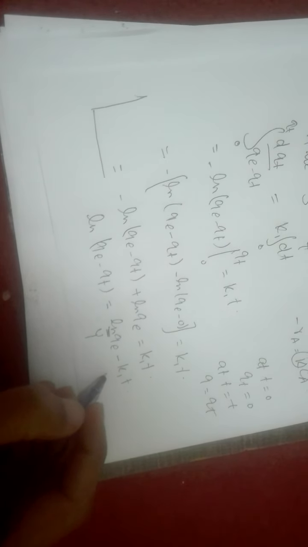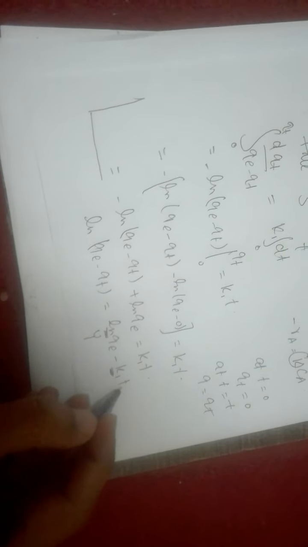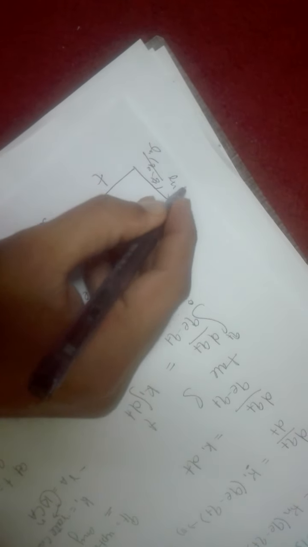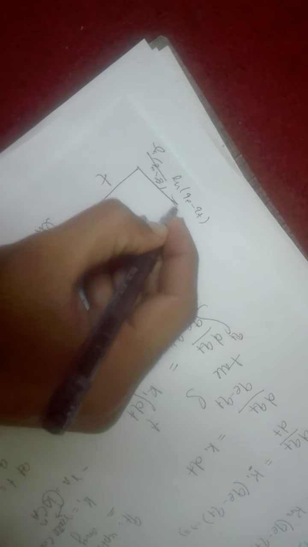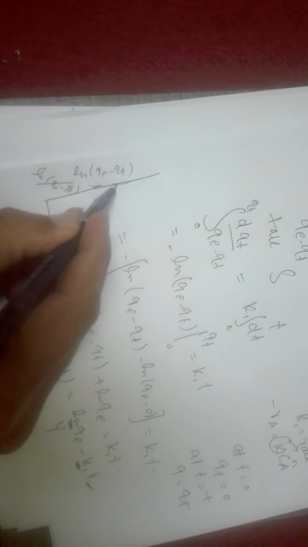Now if we make a graph, the graph will look like this. This is the y-intercept of the line, and this is the slope of the line. This is x, which is time, which can be measured in hours, and this is ln(Qe minus Qt) on the y-axis. So a graph can form like this.